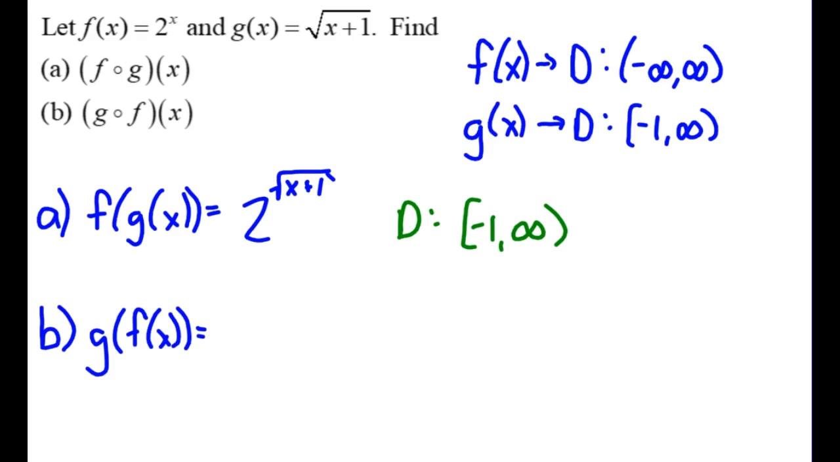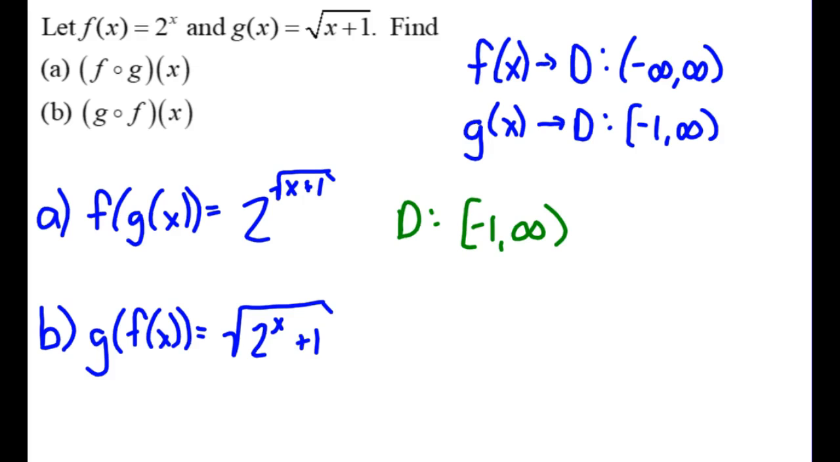In part B, we want to find g of f of x. So we're starting with our g of x function, the square root of x plus 1. Everywhere I have an x, we're going to replace that with the f of x function. So we have the square root of 2 to the x, and then plus 1 at the end.